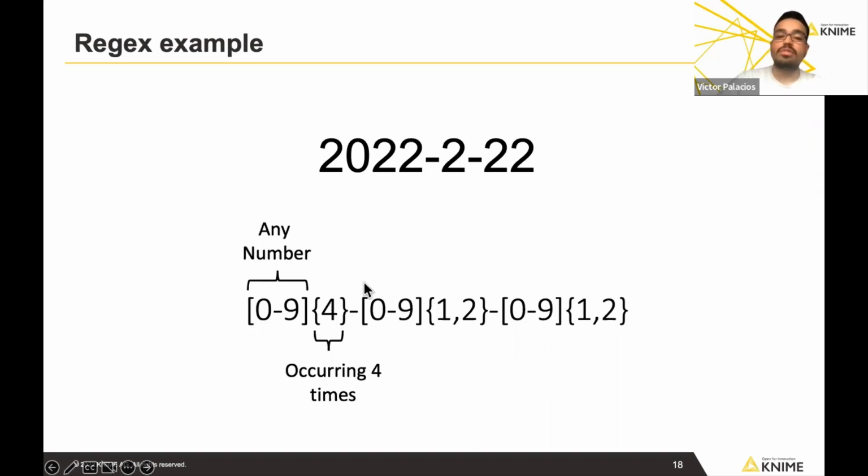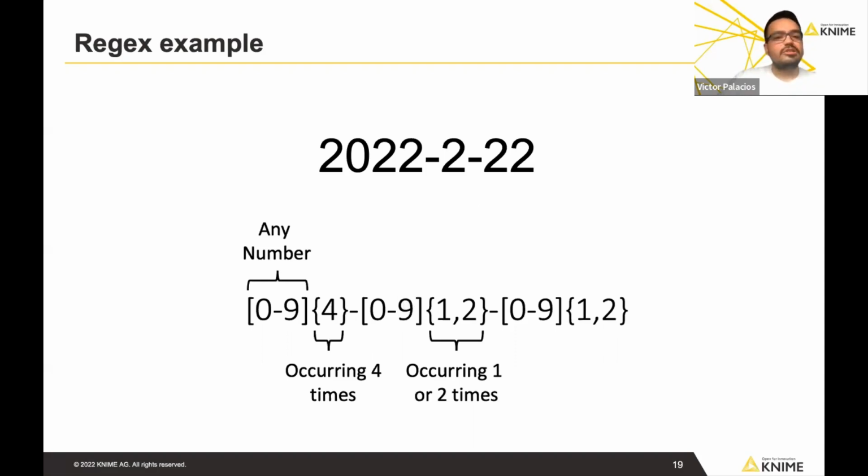We do this again with the number. And then we see here squiggly brackets, but now we have a 1, 2. This means occurring 1 or 2 times, because of course, the month could be 1 or it could be 10. We don't know. So we specify that there's a possibility between 1 and 2 digits. We repeat this pattern and we're done. And so this regex pattern corresponds to finding dates like this.